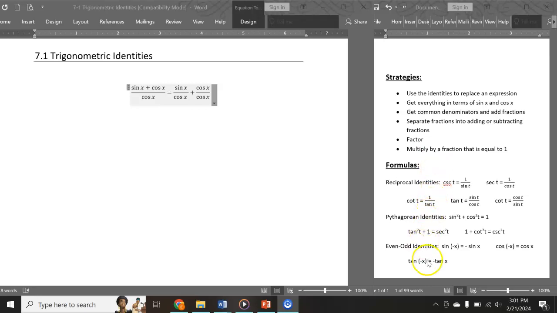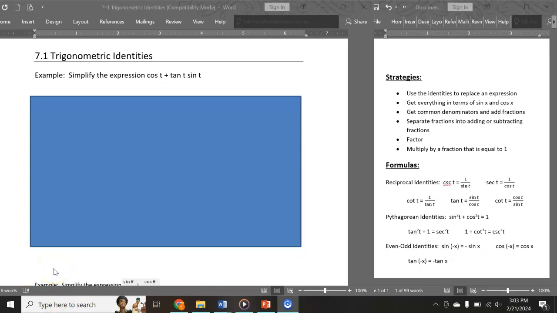And then I also put down some formulas, and hopefully these are familiar by now. These are formulas that you've probably seen in your past few chapters: reciprocal identities formulas, Pythagorean identities formulas, and the even-odd identities formulas. There are a few other formulas that come up, like the cofunction formulas and things like that, but these are the main three categories of formulas that you would probably want to be using. So now that I've introduced our strategies and formulas, let's take a look at some examples of what we need to do.